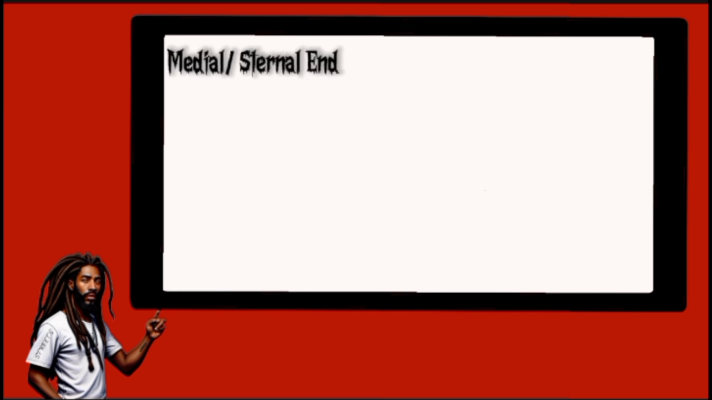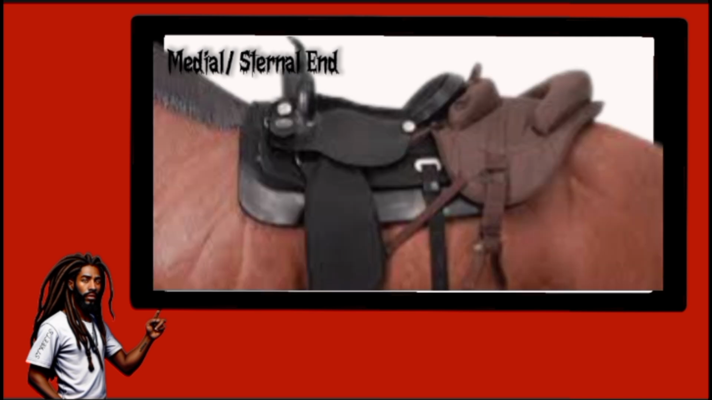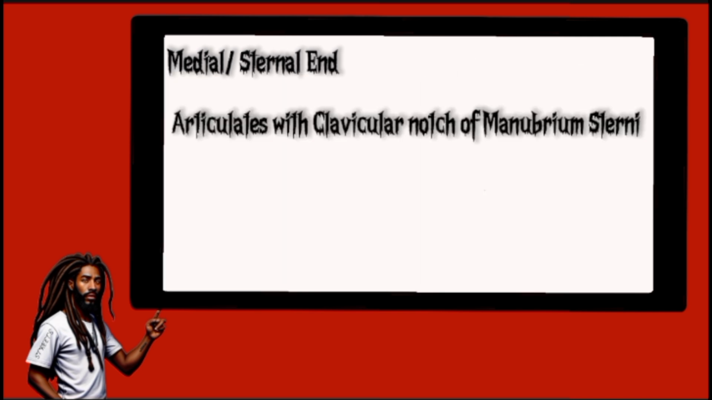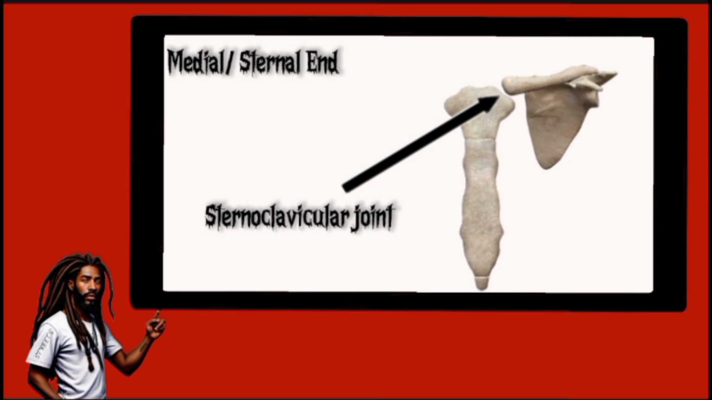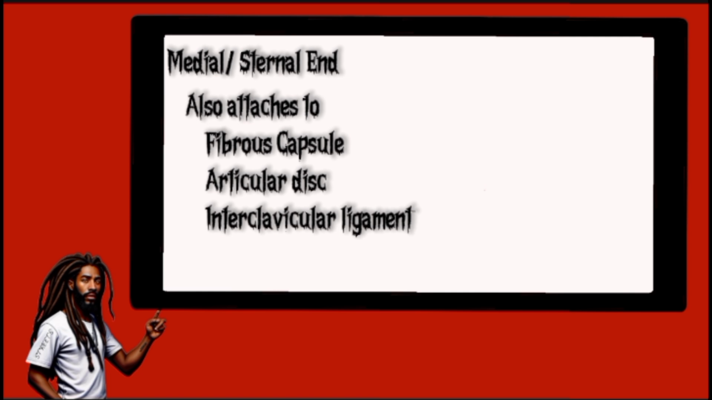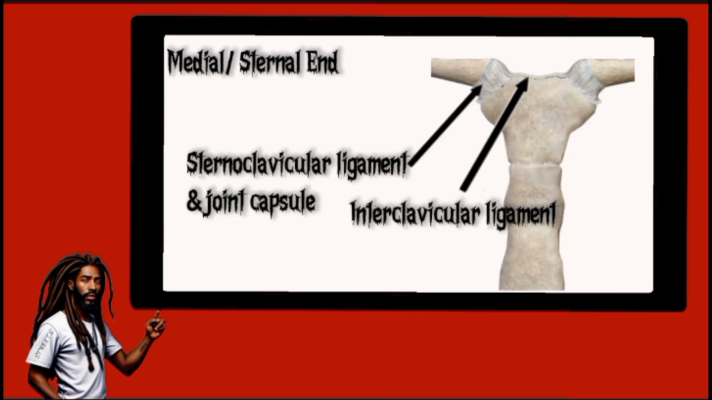Now we have the medial or sternal end, which is saddle shaped, like a saddle for a horse. It is saddle shaped, and it articulates with the clavicular notch of the manubrium sterni, as we have called it before. Now this clavicular notch of the manubrium sterni together with this sternal end, which is the medial end, form what we know as the sternoclavicular joint. This end also gives attachment to the fibrous capsule of this joint and some other ligaments like the interclavicular ligaments and the articular disc of the joint.